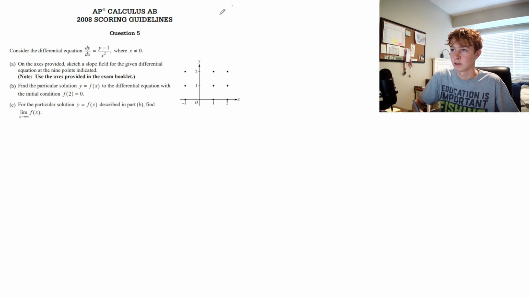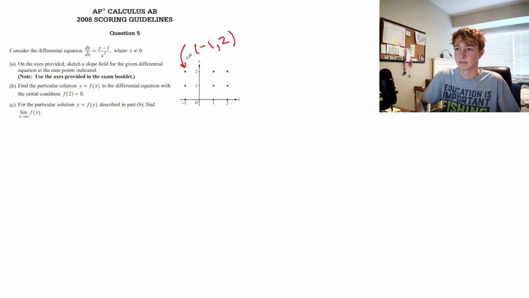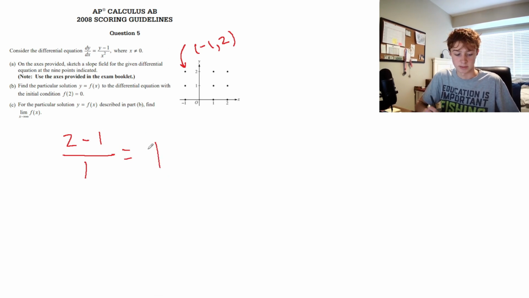So I'll draw in red just to show we're starting with this top point right here. So that point would be -1, 2. And now we're going to plug these numbers into this equation. So the y is 2. So we're going to have 2 minus 1 over x squared. So -1 squared is just 1. And that's going to be equal to +1, right? 1 over 1 is just +1.